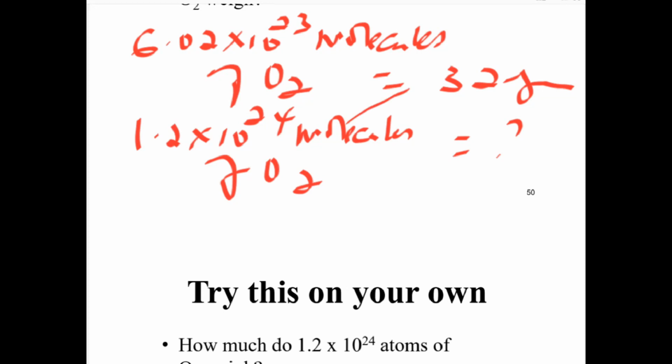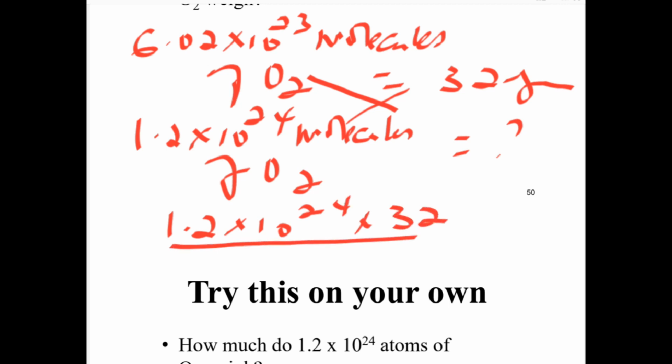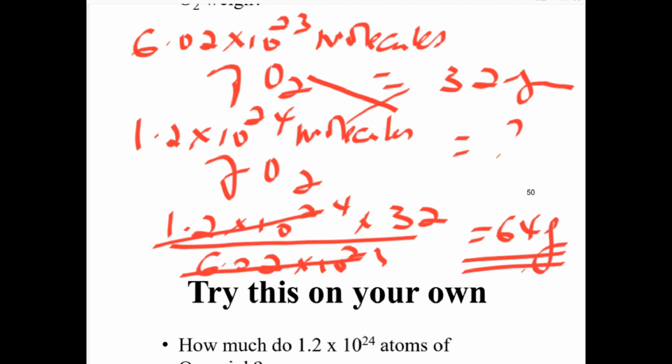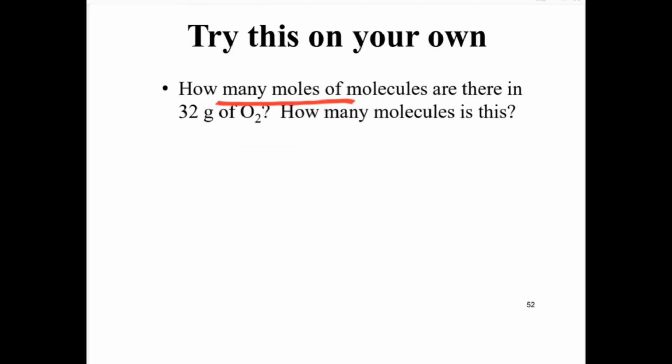So you multiply this over this. So 1.2 times 10 to the power of 24 times 32 gram over 6.02 times 10 to the power of 23 gives 64 grams. How many moles of molecules are there in 32 gram of oxygen?